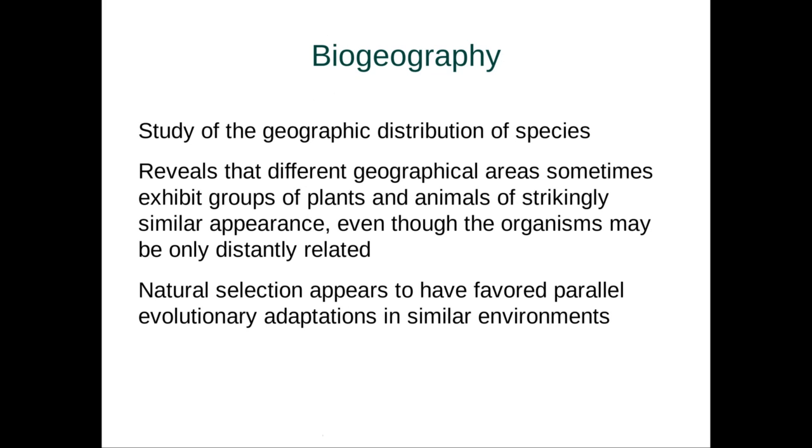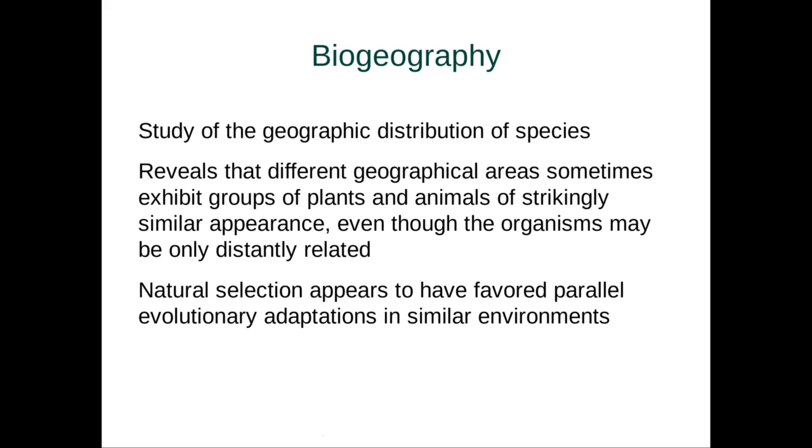And biogeography itself reveals many really interesting things, but importantly for evolution, it reveals that different geographical areas sometimes exhibit groups of plants and animals and microorganisms too, that are strikingly similar in appearance, even though the organisms are very distantly related. So, what does this imply?